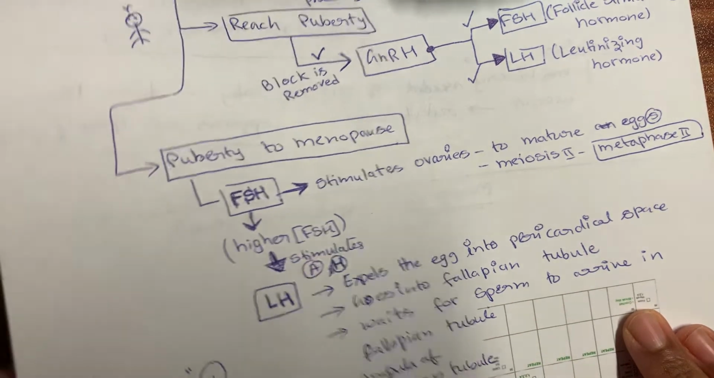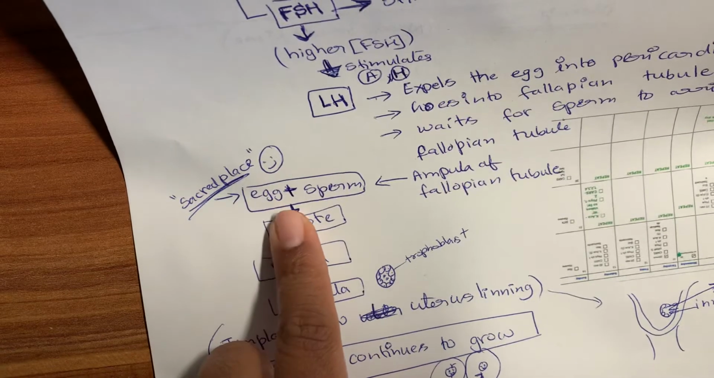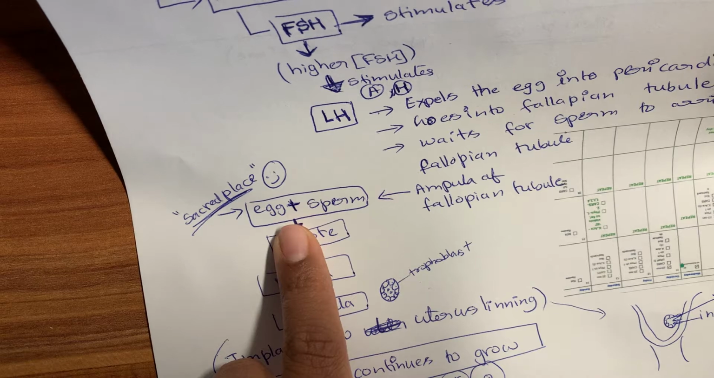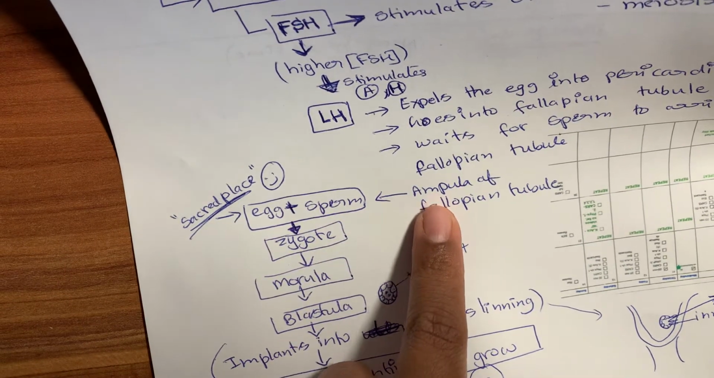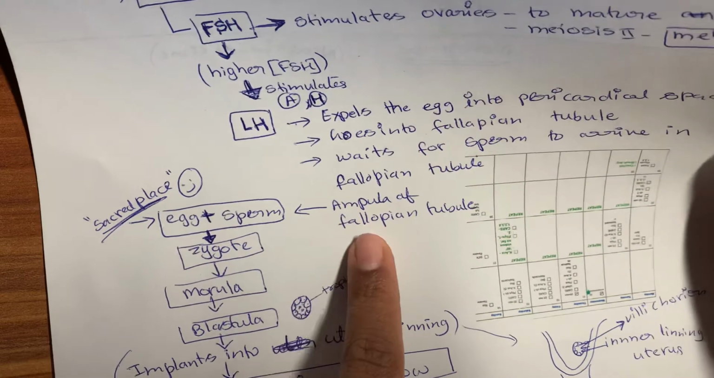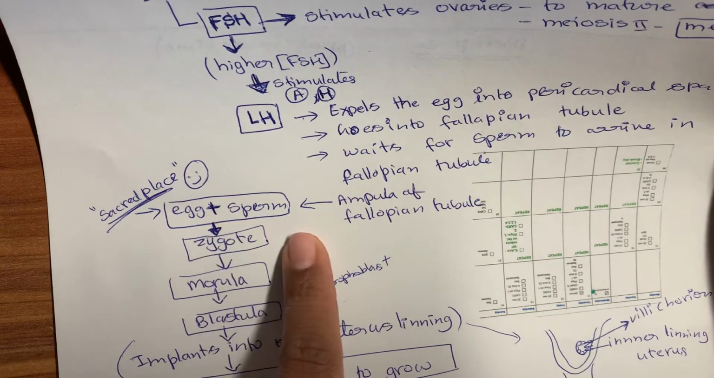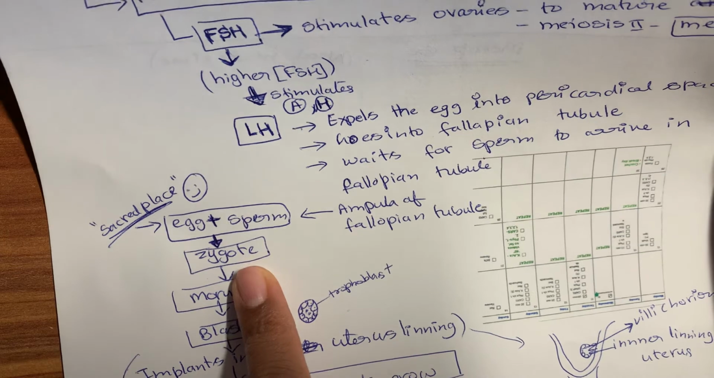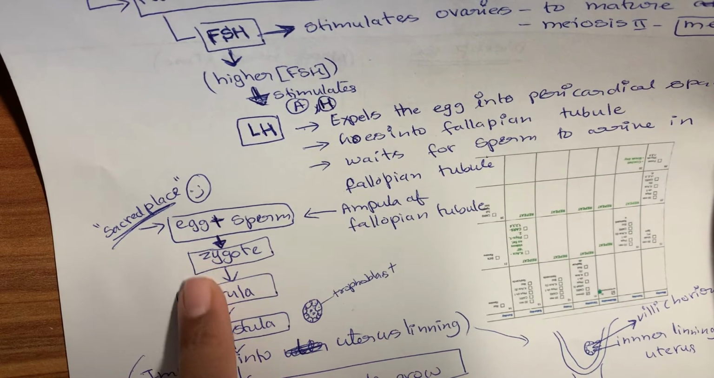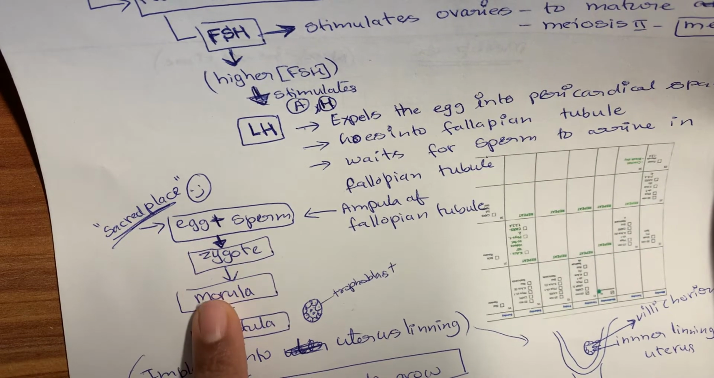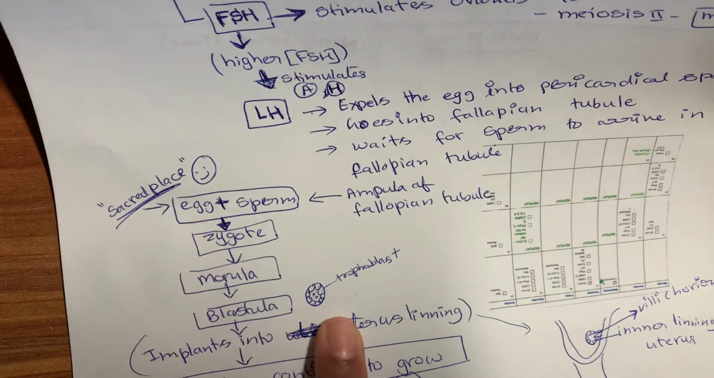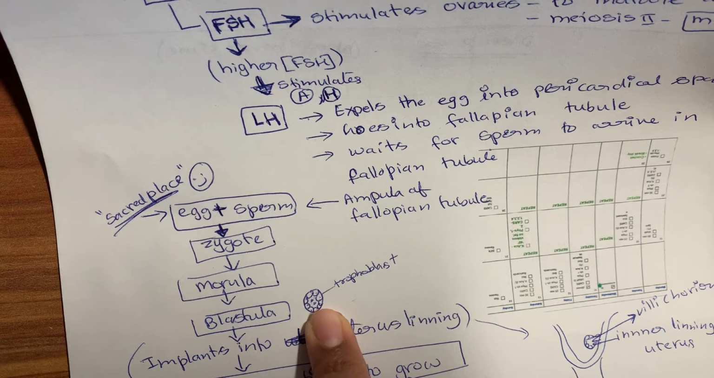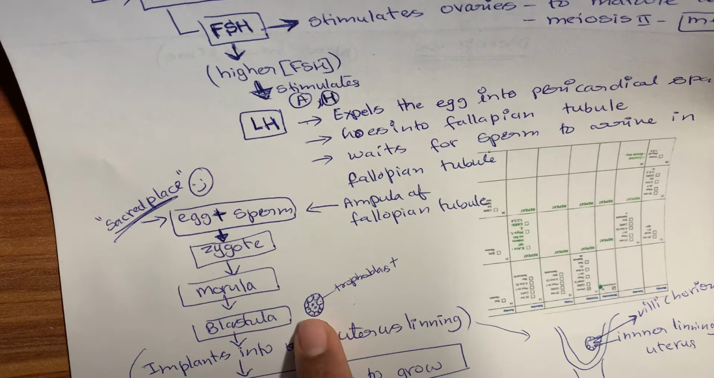Let me show you here. This place is in the fallopian tubule. There is a place called the ampulla. It's the widest area of the fallopian tubule, and that's where the egg and sperm get together to form the zygote, and then it further develops. Mitotic divisions occur from morula to blastula, and during the blastula period it develops an outer layer and an inner mass. You can see this outer layer.